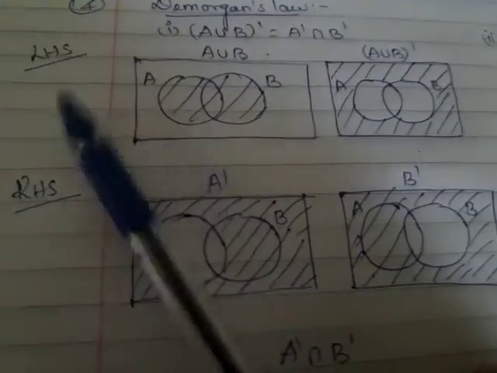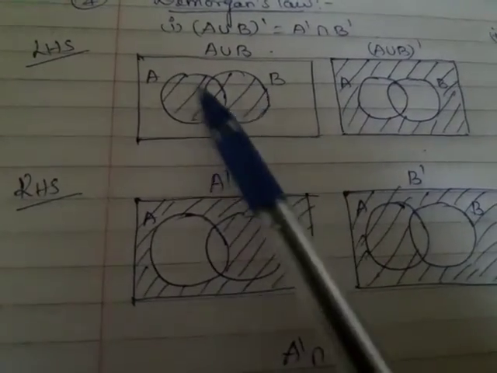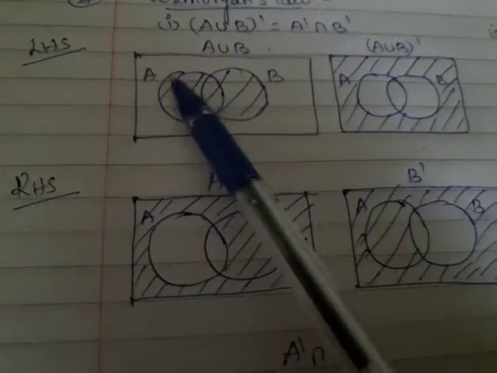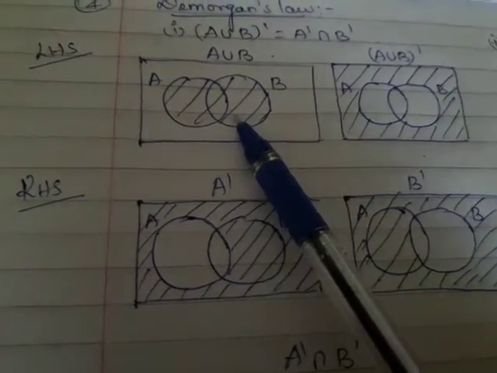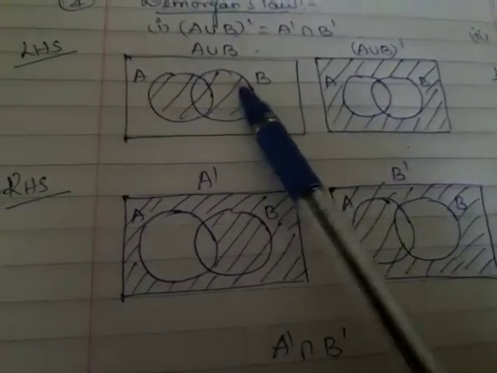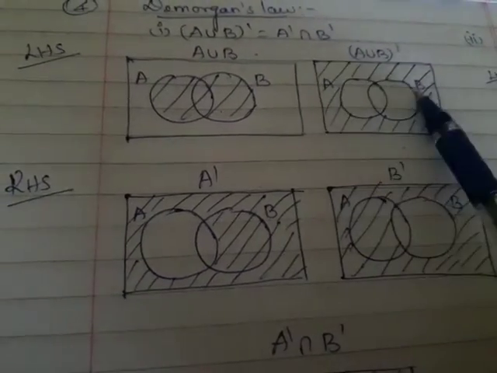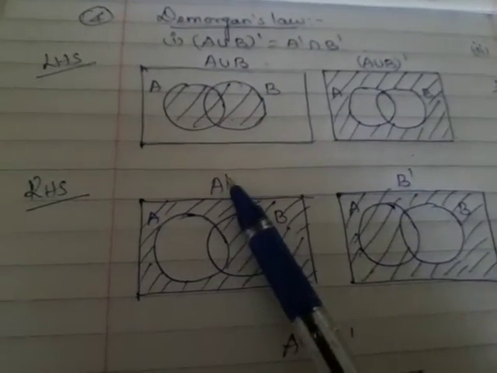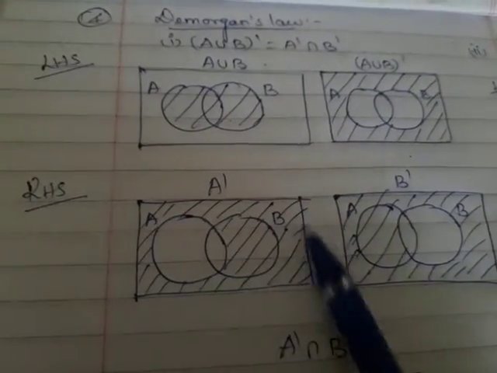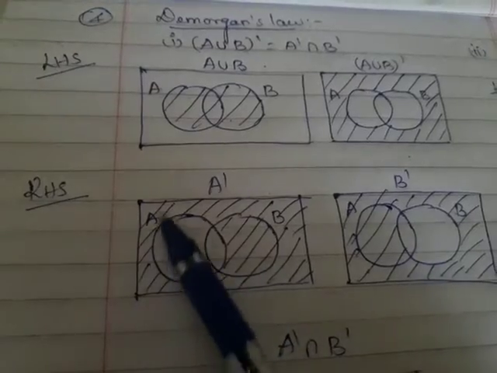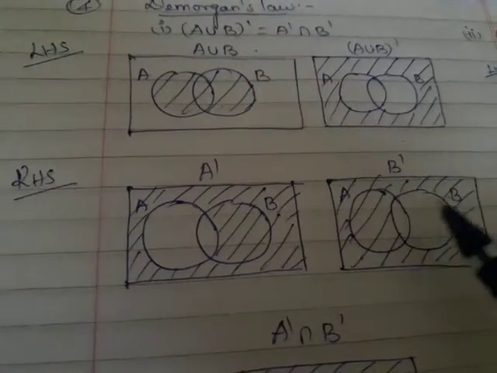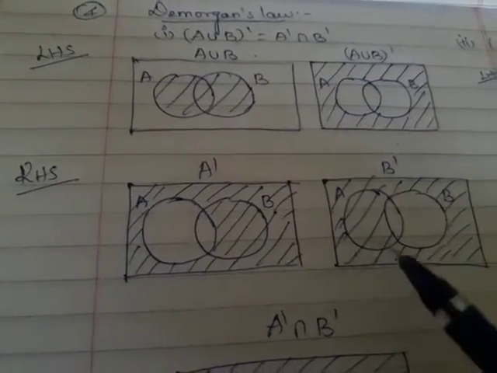Okay, so on the left hand side I have taken A union B. Draw your circles properly. For A union B, shade both A and B. Complement means leaving the shaded region, you have to shade the remaining region. That is called the complement. Then go for the right hand side. A dash means leave A completely and shade the remaining region. B dash means leave B completely and shade the remaining region.